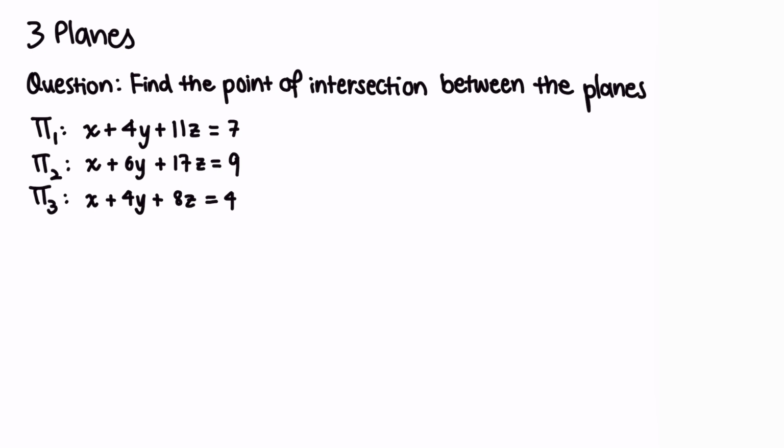I'm going to introduce to you a new method of solving systems of linear equations, which is called the Gaussian elimination. What I'm going to do is copy down the coefficients of x, y, and z into the first three columns over here. So I'll write 1, 4, and 11. And for the last column, I'll copy down the constant. So this equals 7, so I'm going to write down 7. Similarly, I'm going to write down 1, 6, and 17, and then the constant, 9. I'm going to write down 1, 4, and 8, and then the constant 4.